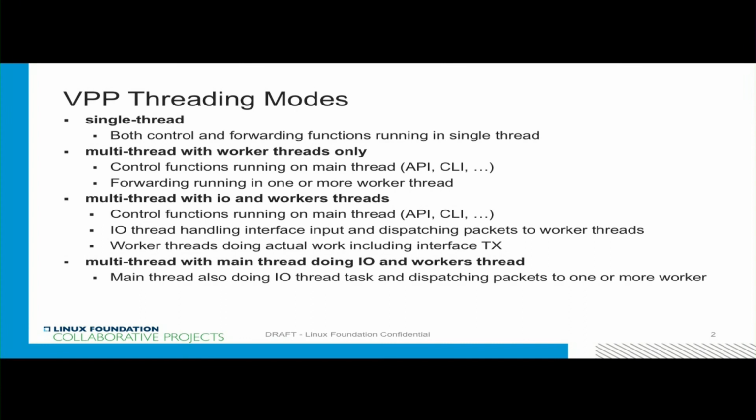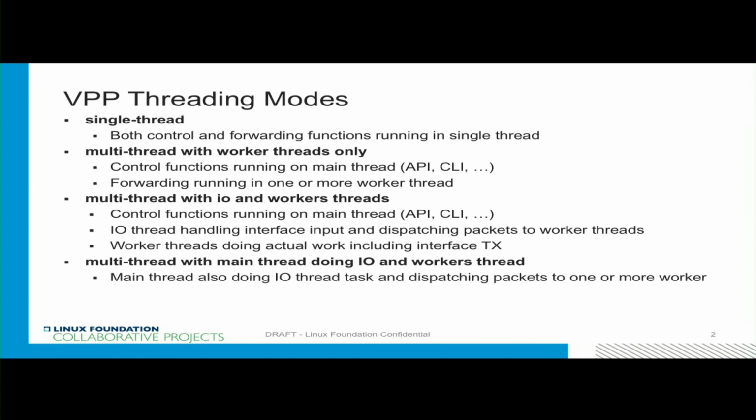In this setup, we are assigning different interfaces to different worker threads. Based on this selection, that interface will pick up the packet from the input queue, from the receive side on the physical interface. It will process the packet through the graph of nodes, and it will send the packets out on the transmit side.